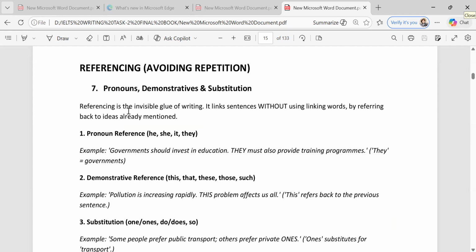Referencing, clearly, is the invisible glue of writing. This is what the examiner loves the most in IELTS writing. It links sentences without using linking words.